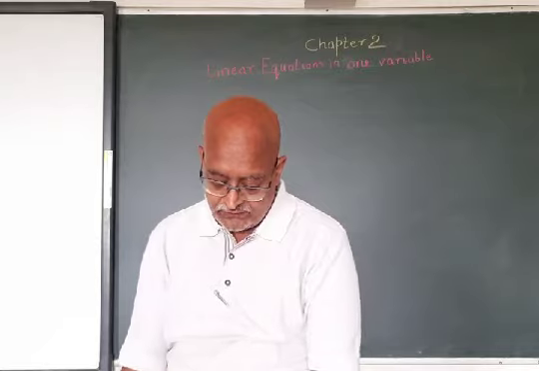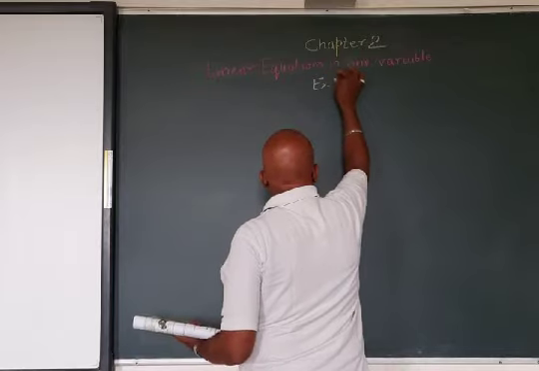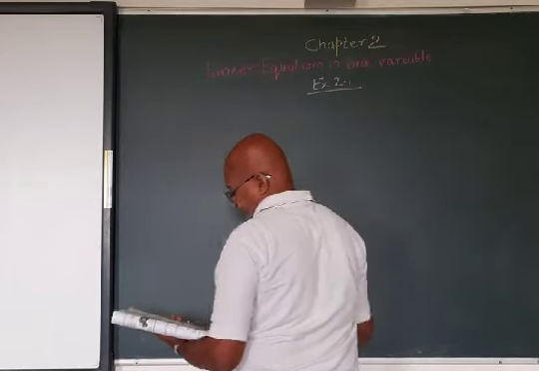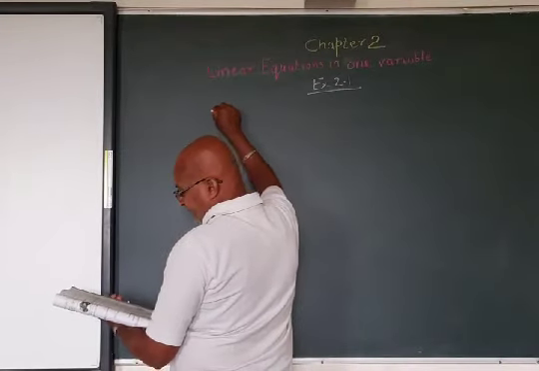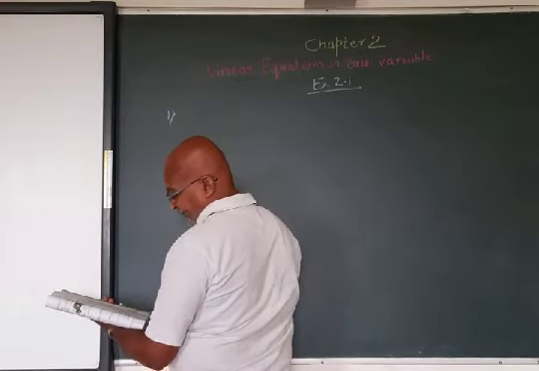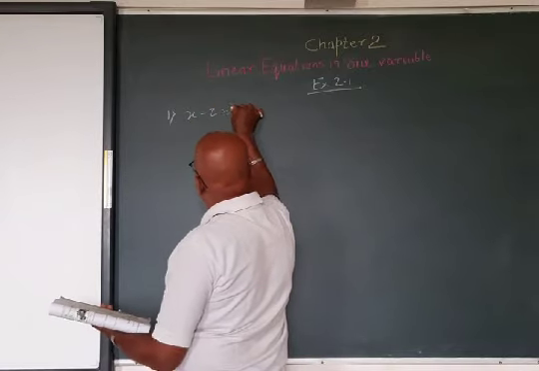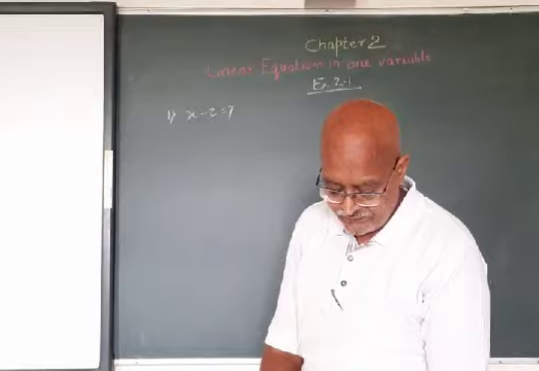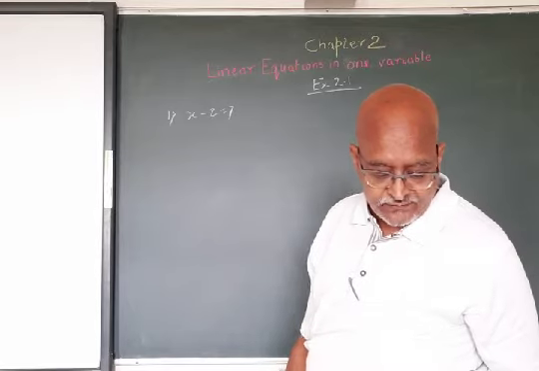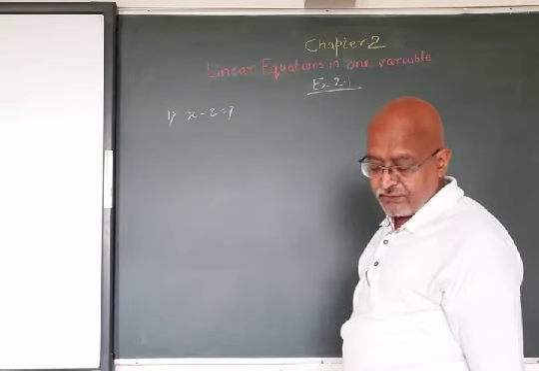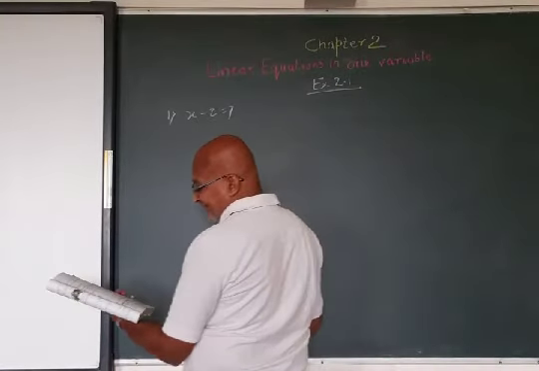Solve the following equations. The first one in exercise 2.1 is x minus 2 equal to 7. It is so simple, you can very easily solve this. I will take some 3-4 numericals in this, the rest you have to do at home. You have to solve this exercise completely.